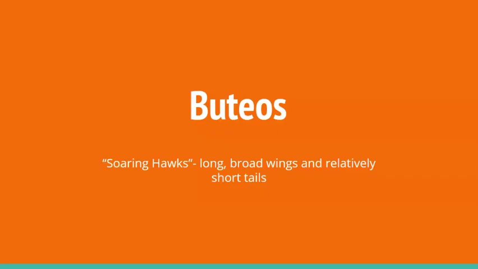Okay, so first off, we have our buteos, and that is our soaring hawks. So these are typically hawks that have very long, broad wings and relatively short tails in comparison to those wings.